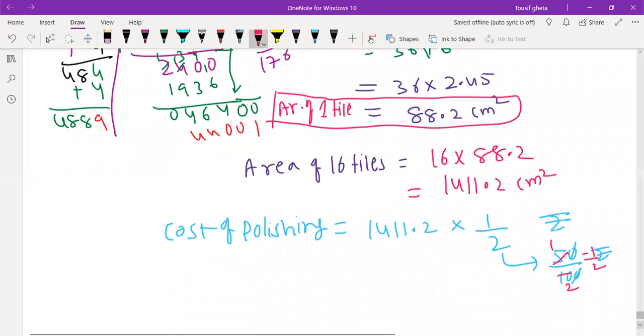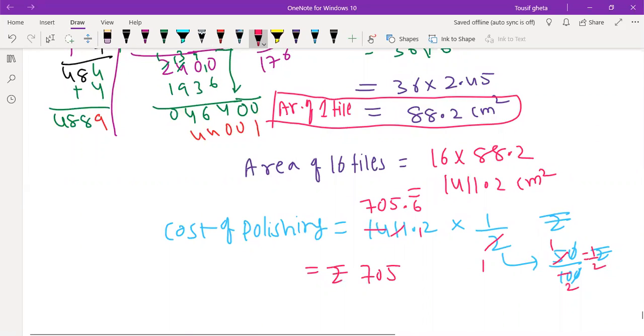Okay, so let us cancel. 2 ones are 2, 2 sevens are 14. 1 will not go in two tables, 11 will go, but we will write 0. Then 2 fives are 10, 1 carried here, 2 sixes are 12. So the answer is rupees 705.6.